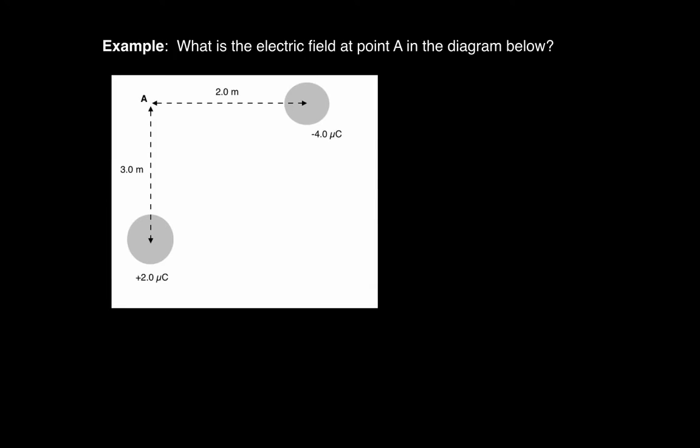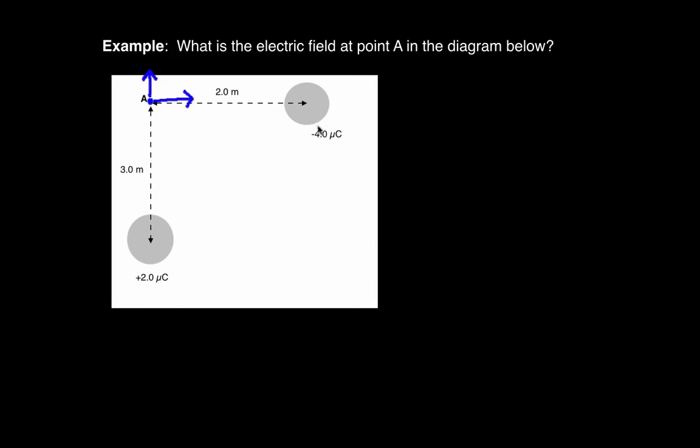The vector addition gets a little bit more difficult once we throw angles into the mix. For example, what is the electric field at point A in the diagram below? So we're interested in finding the electric field at this point. It's near a negative and a positively charged object. Now we can see the electric field will point away from the positive 2. Away would be up. And it's going to point towards the negative, which would be over to the right.